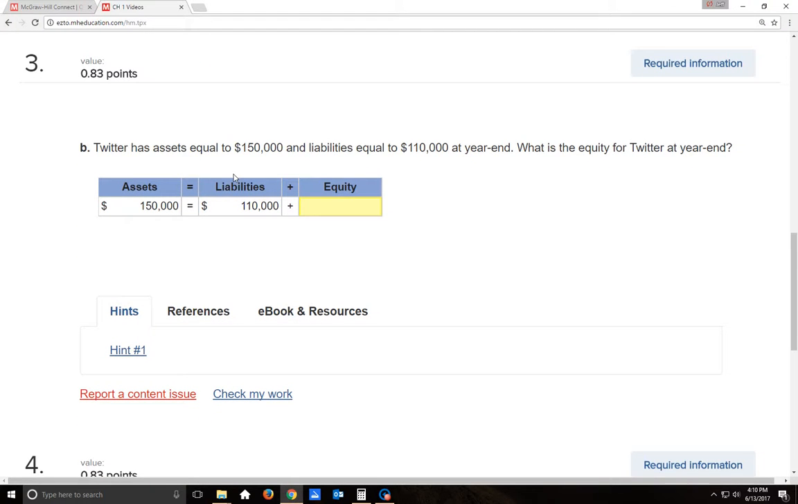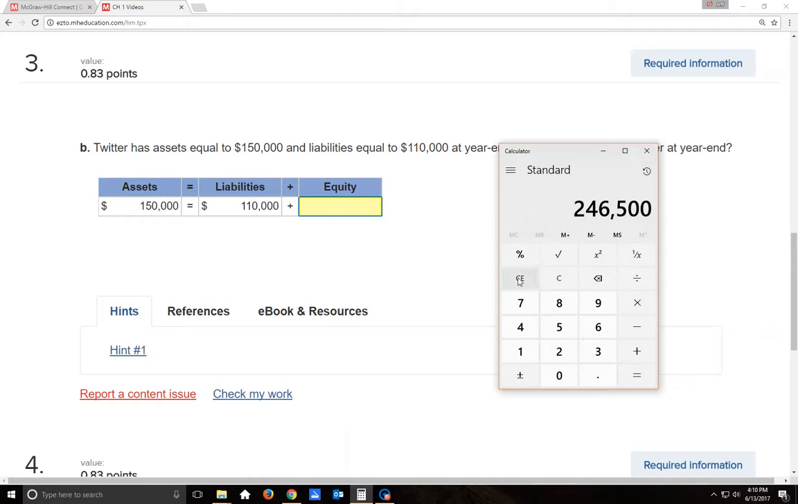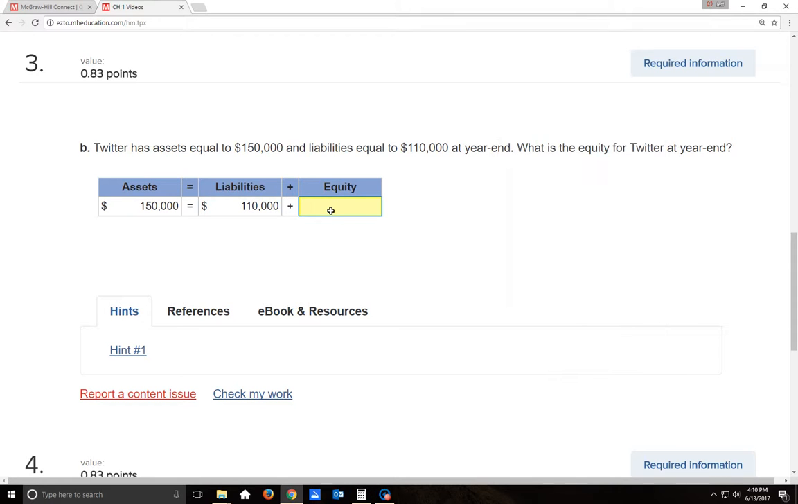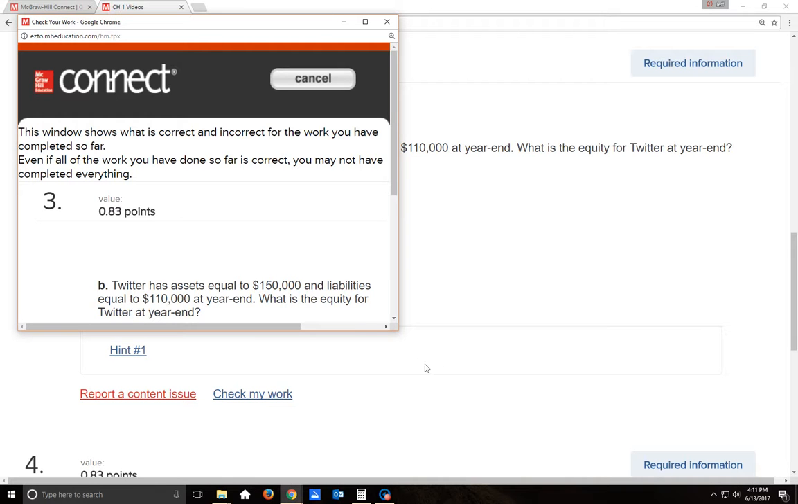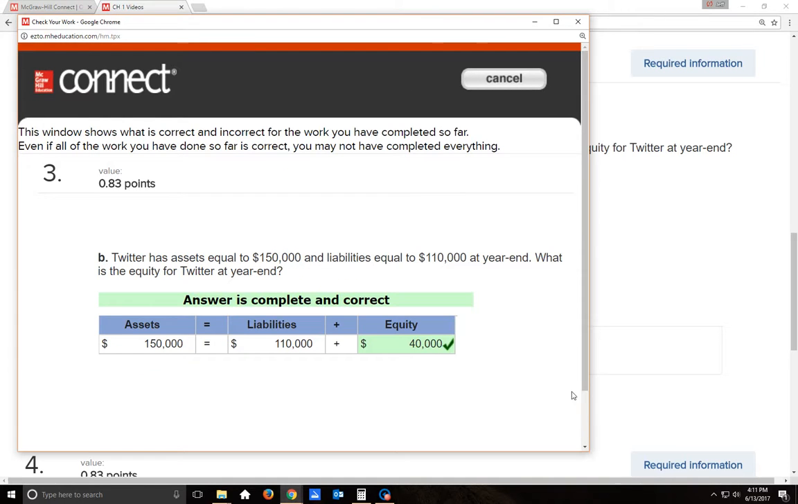Twitter has assets equal to $150,000 and liabilities equal to $110,000. What is the equity for Twitter at year end? Well, hopefully you realize this is pretty straightforward. It's just simply back into the amount of equity. So we'll take the assets of 150, short for 150,000, minus liabilities of 110, short for 110,000, and equity had to have been 40 or 40,000. Check my work. And indeed, we have Part B correct as well.